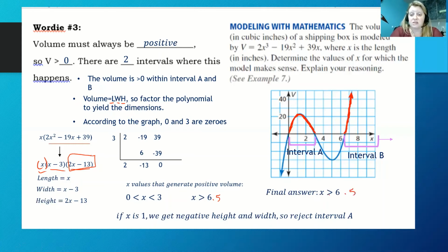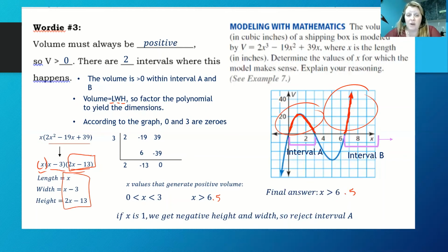And you can pick a test point in that region, like 10. 10 works for all of these. You get all positive dimensions. So with volume problems, not only do you have to check where it's positive volume, but when you get those regions, you have to make sure that all of your dimensions are positive as well.